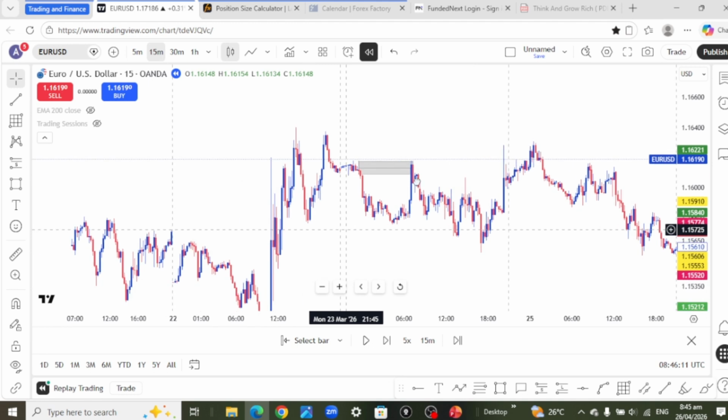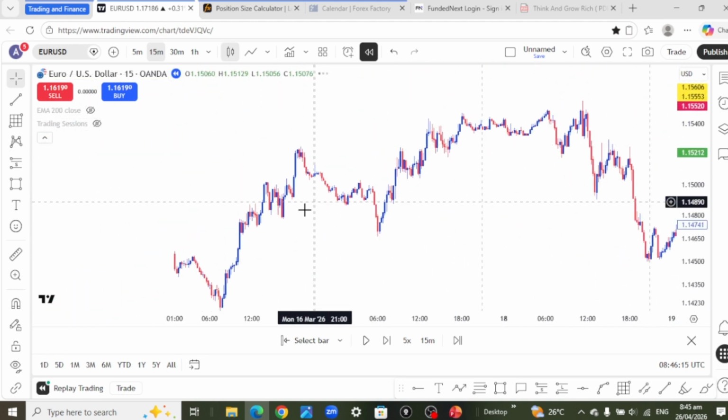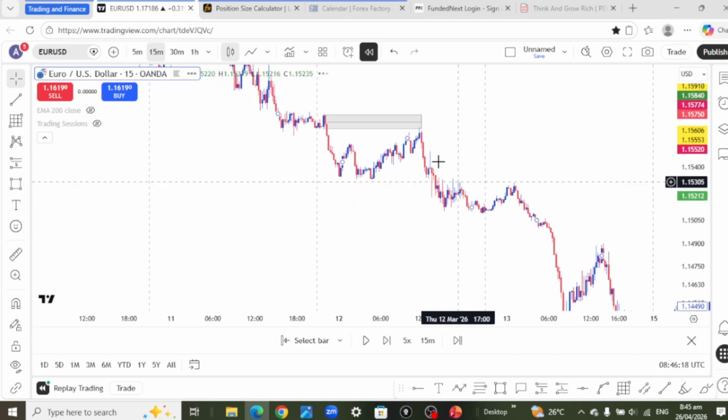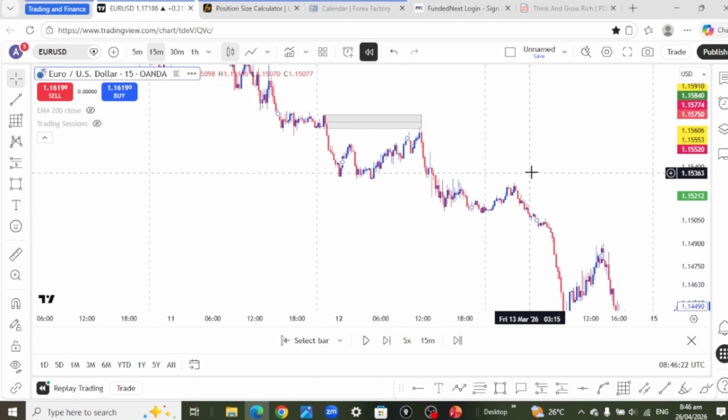You can see I actually trade order blocks. My strategy is based on only order blocks. So I just look at the conditions in identifying an order block, and I'll trade it.